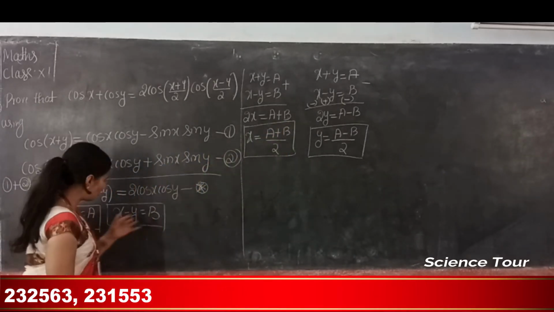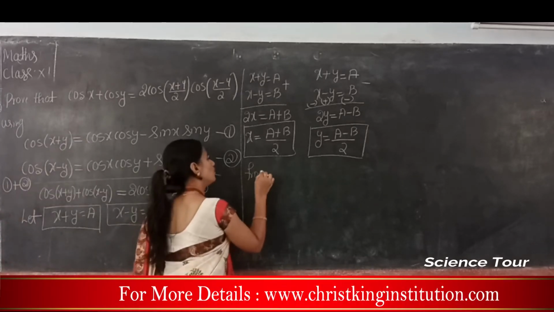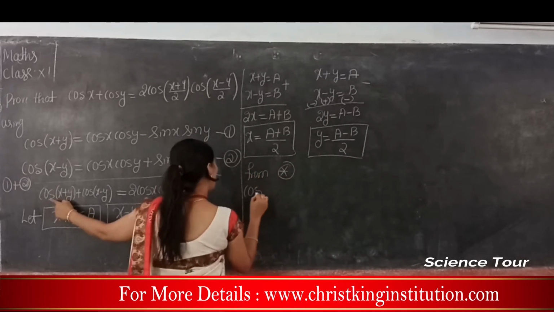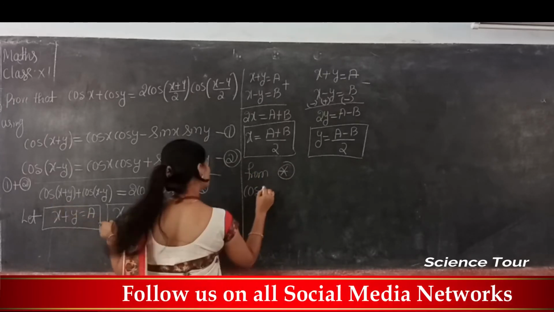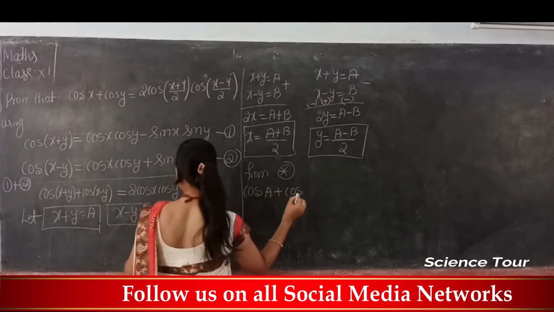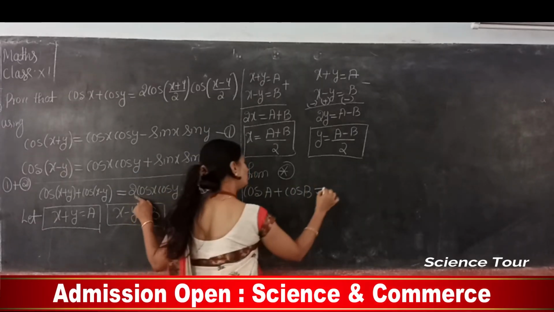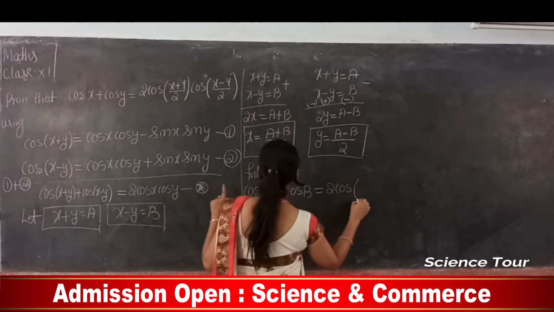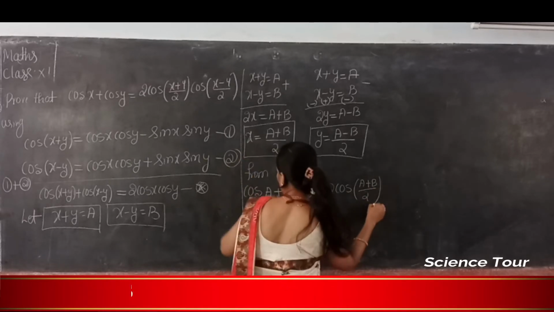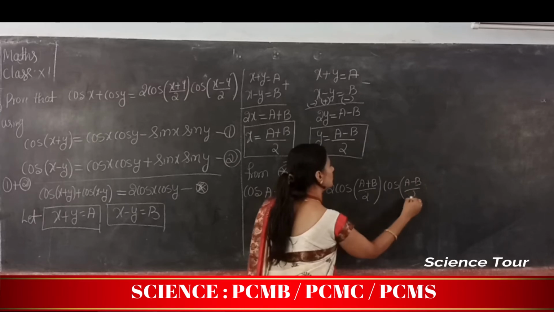Now substitute all those boxes in the star. From star: cos(x plus y), so x plus y is what? a. Plus cos(x minus y), x minus y is b. Equal to 2 cos x, x is what? (a plus b) divided by 2, cos y, y is what? (a minus b) divided by 2.